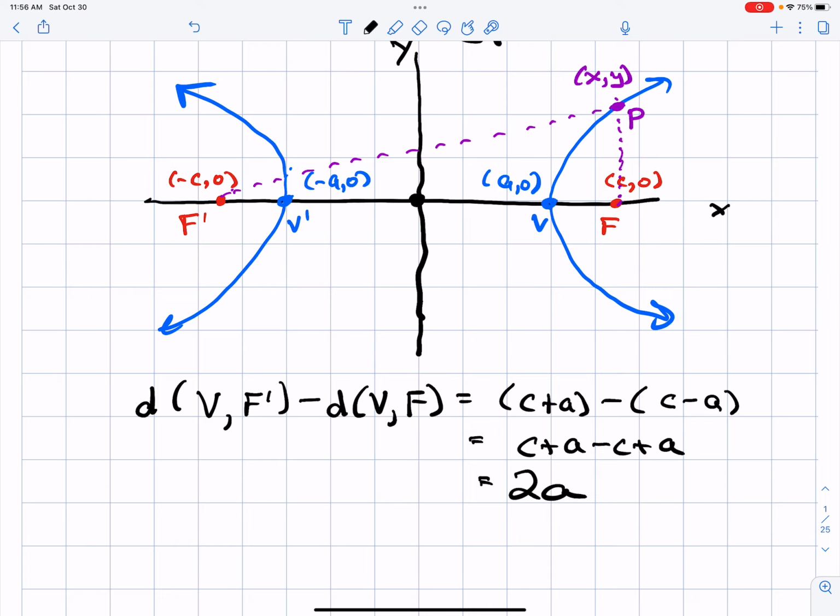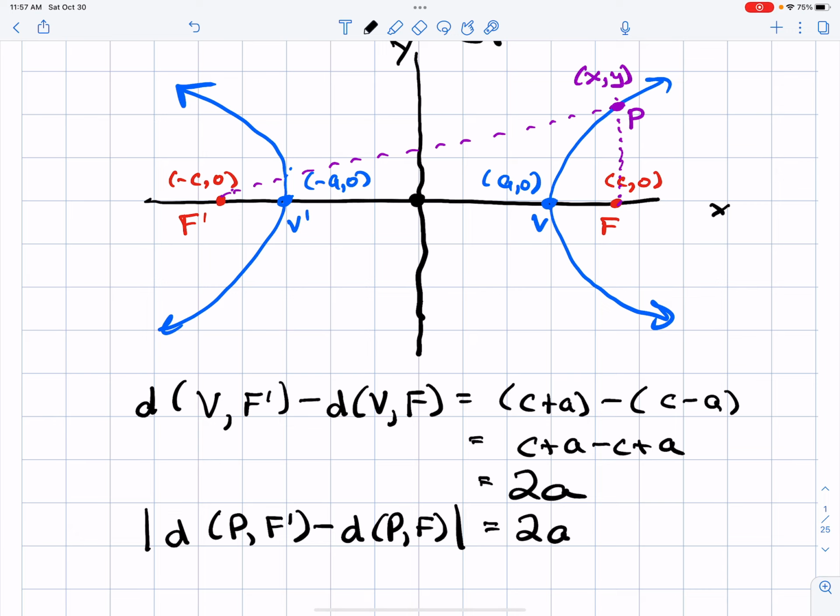And since we can use V interchangeably with P, because as long as it works for V, it's got to work for any point P according to the definition, we could say that the absolute value of the distance from any point P to F primed minus the distance from P to F has to equal 2A.